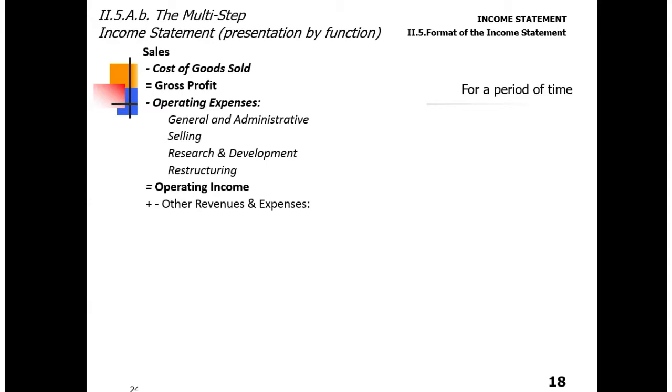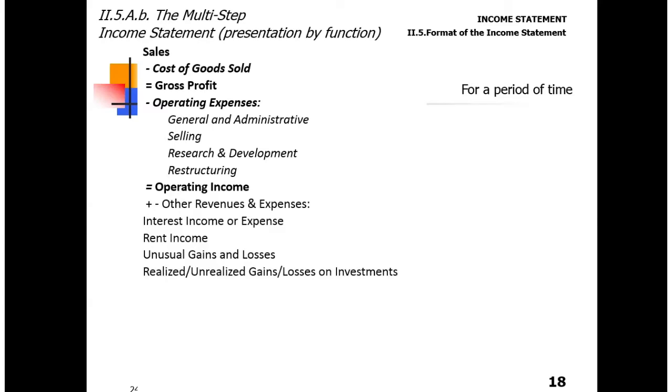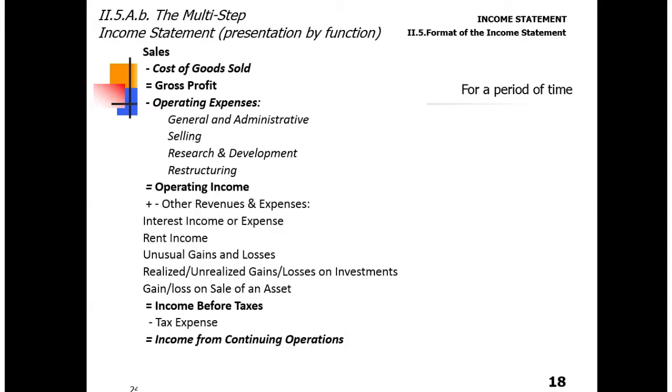plus or minus other revenues and expenses, interest income or expense, rent income, unusual gains and losses, realized and unrealized gains and losses on investments, gain or loss on sale of an asset, equals income before taxes, minus tax expense, equals income from continuing operations plus or minus discontinued operations, plus or minus extraordinary items equals net income.